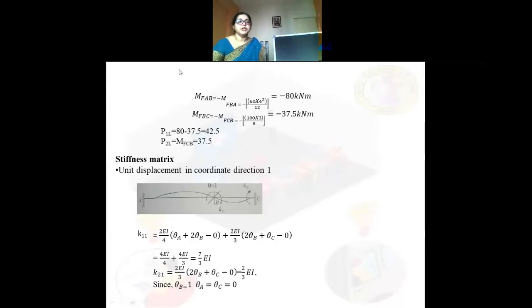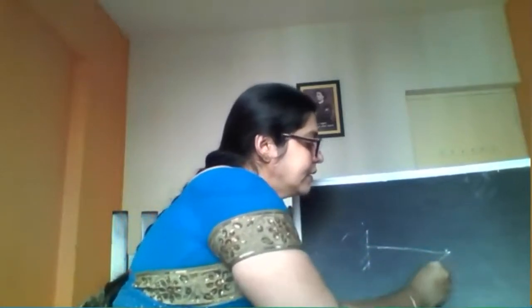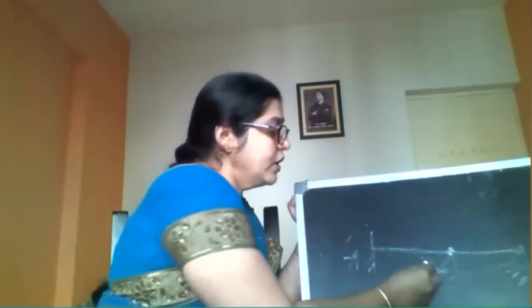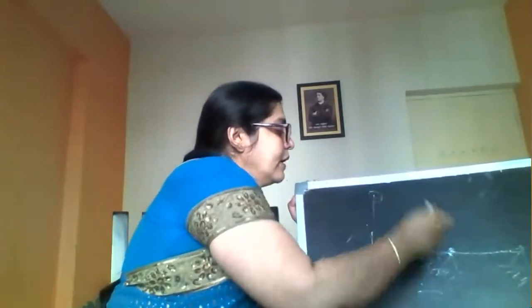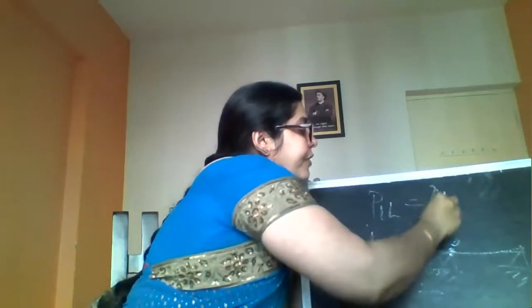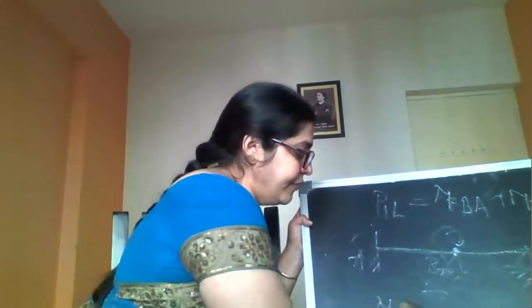One minute. Let me stop sharing. Okay. So now hope you can see here. So it was like this, right? So this was support B, A and C, right? So this B support is connected to this member as well as this member. What is the force developed at support B? That is why I have mentioned it as P1L. P1L is MFBA plus MFBC.